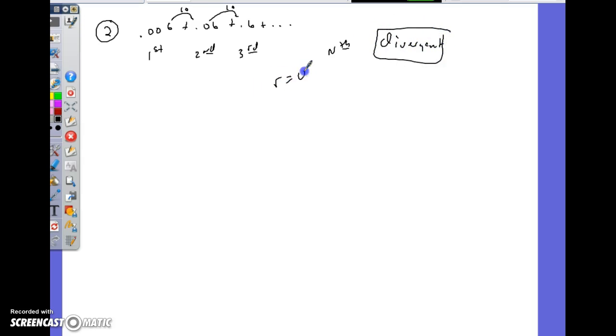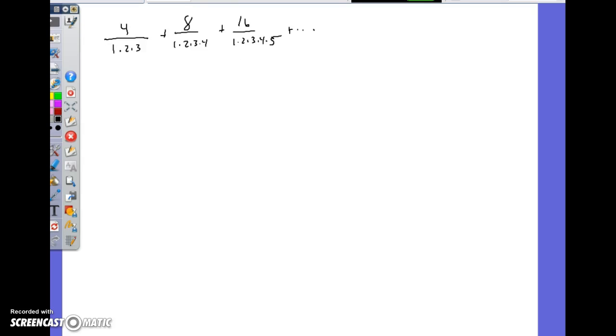Again, the ratio is equal to 10. That's going to happen at infinity, which also makes it divergent by definition. All right, cool. Getting a minute here to pause this. Go ahead and try problem number 3. Problem number 3.